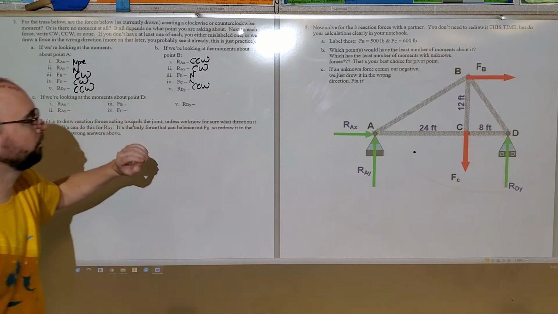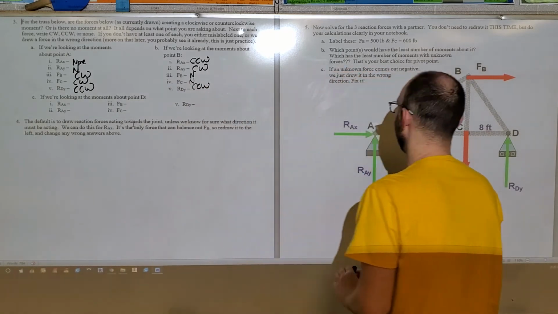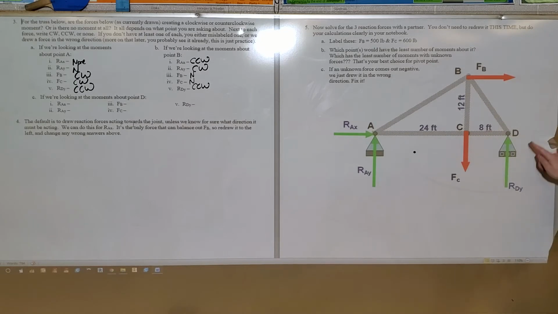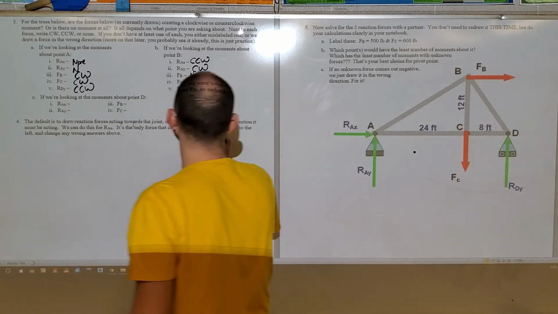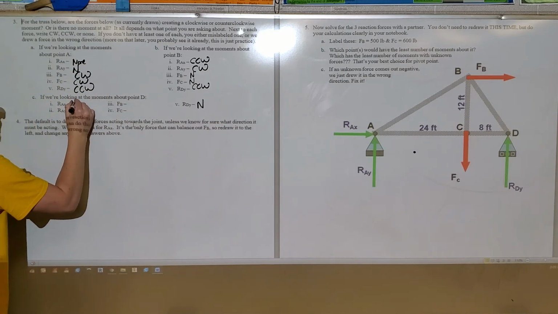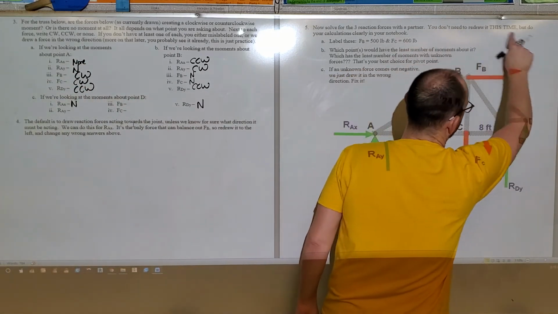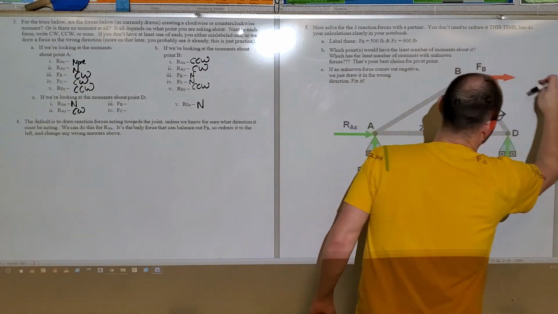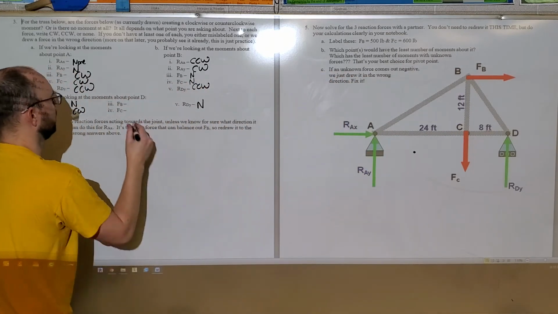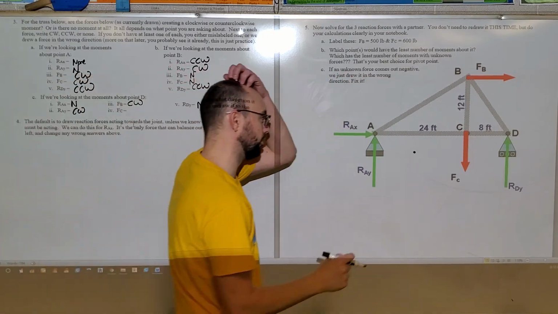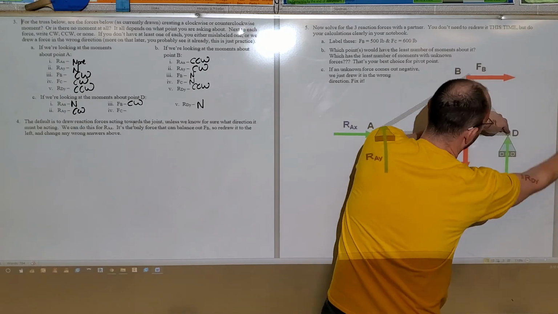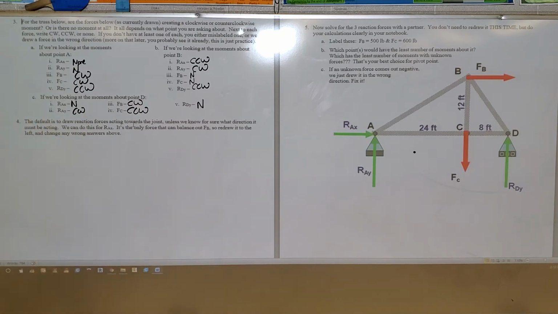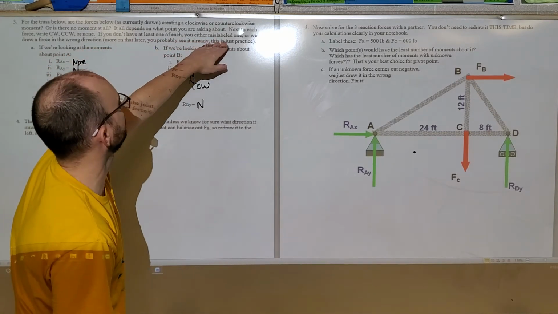If we're looking at the moments about point D, RAX is going right through D, so that causes none, and so does RDY, nor does RDY. So none, none. RAY coming this way around D, that's clockwise. FB going around this way around D, clockwise. So this other one hopefully is counterclockwise. FC around D, back around this way, counterclockwise.